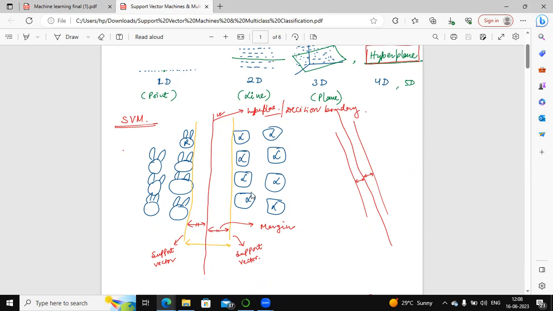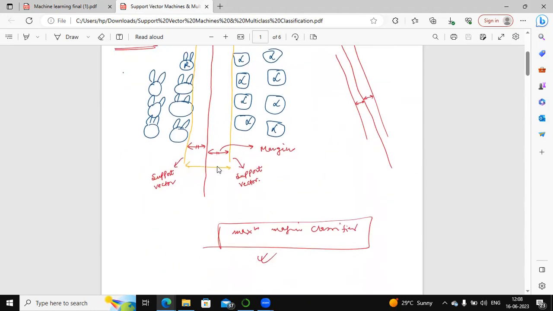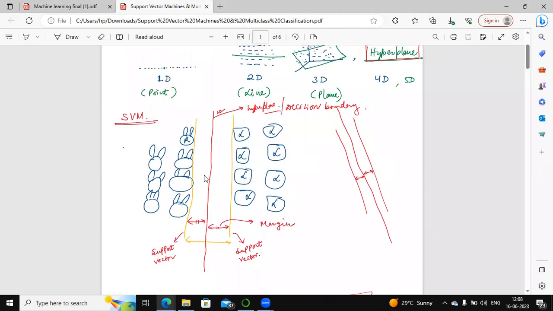Now we have to draw a hyperplane which is equidistant from the two support vectors. This is the decision boundary that we got, and this is the margin. The distance between the hyperplane and the support vector from both sides is the margin, and it is equal. So this is all we have discussed till now.